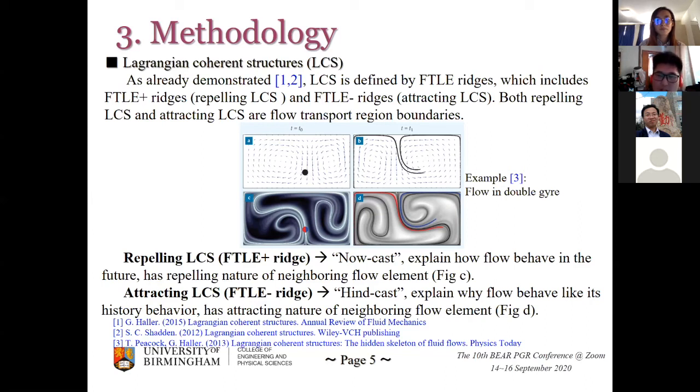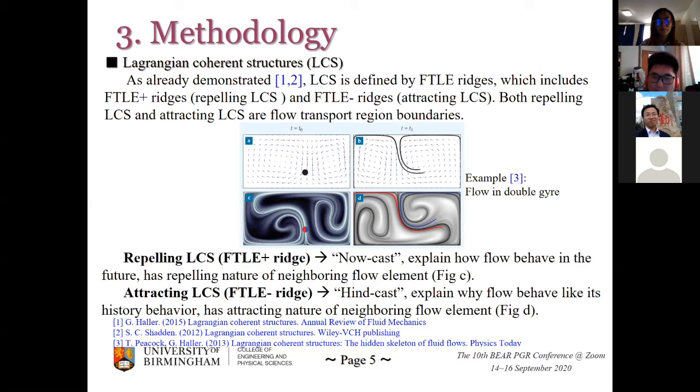FTLE calculation is a forward calculation. It takes the velocity field from time 0 to time 1. That means I use future data for the calculation to predict the flow behavior in the future. So this is the principle.